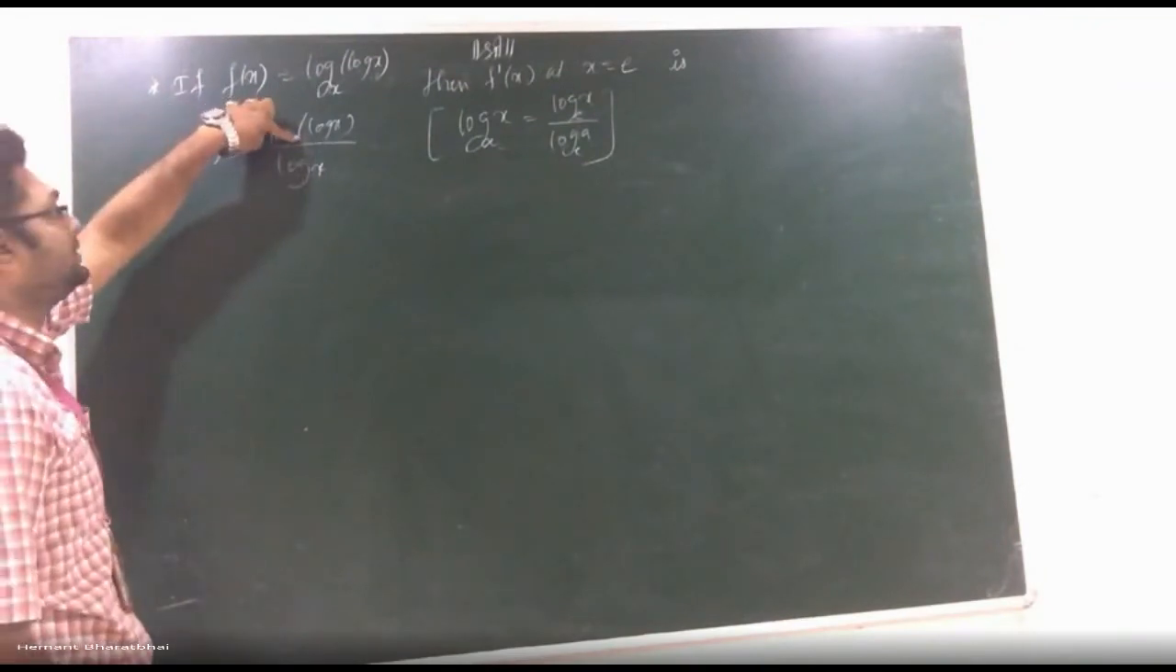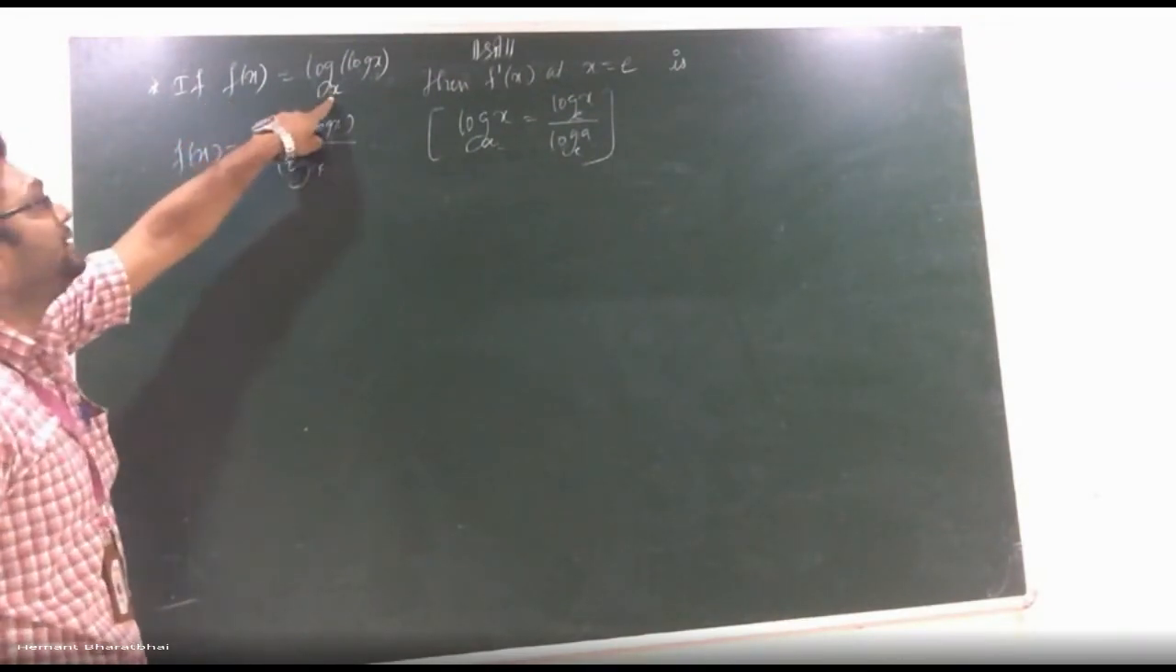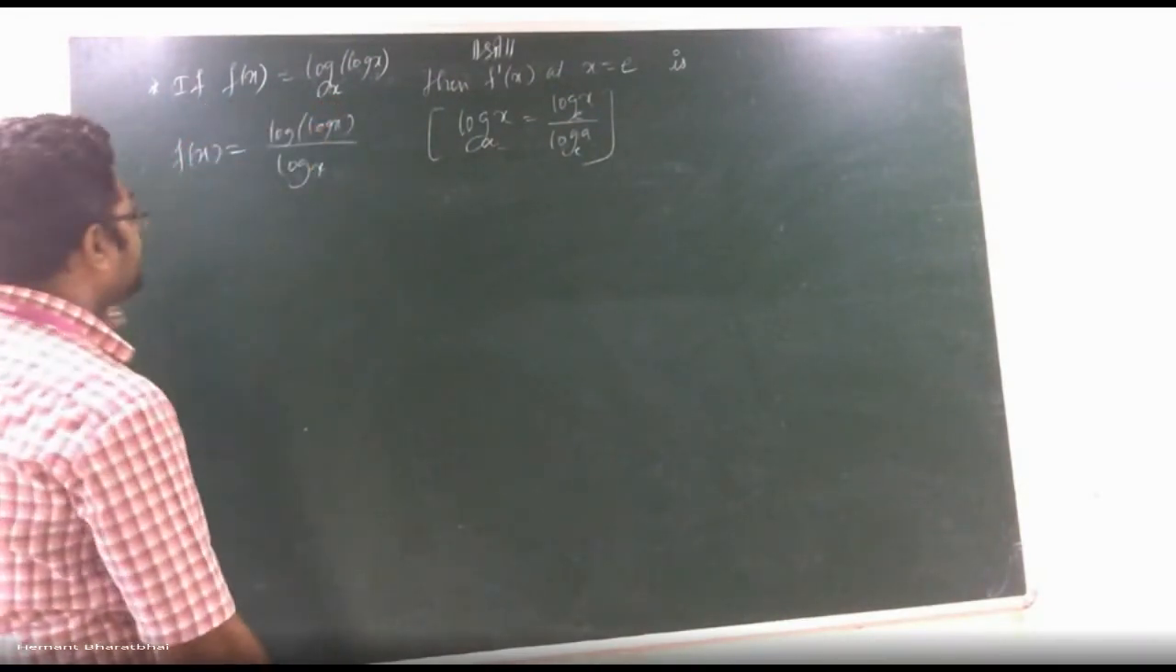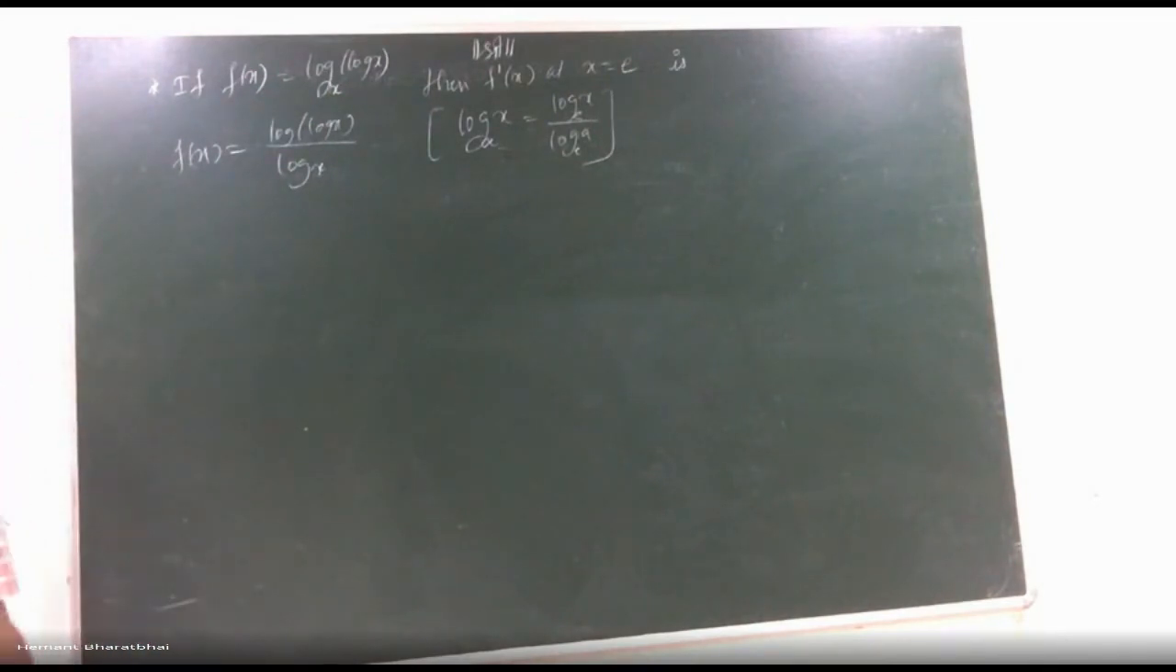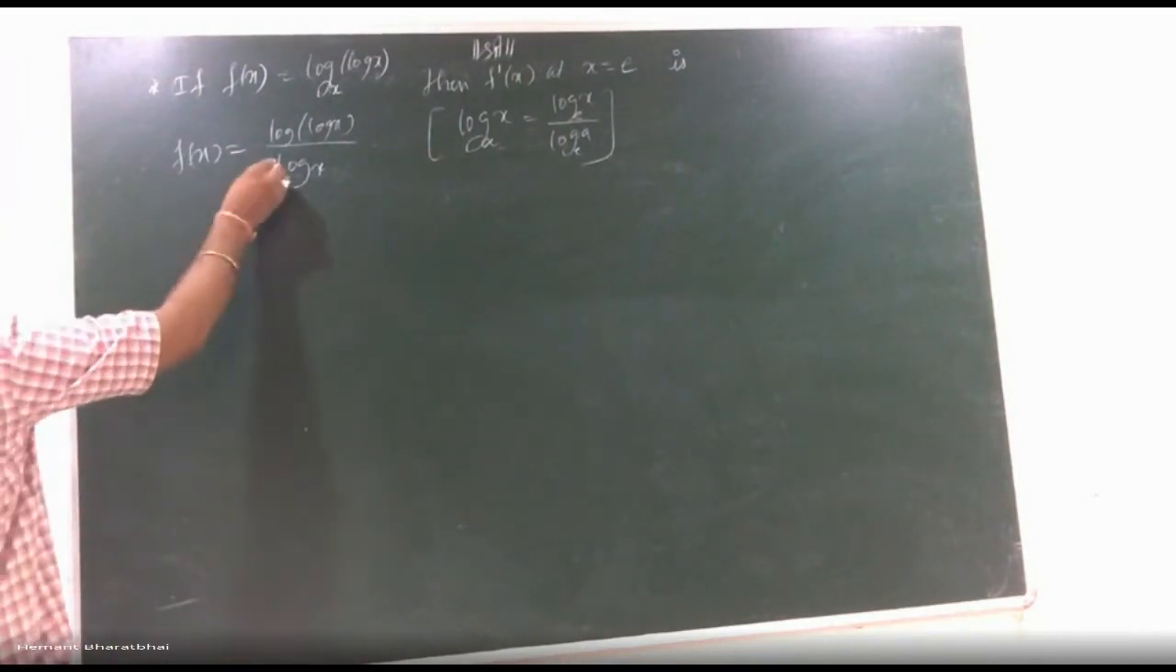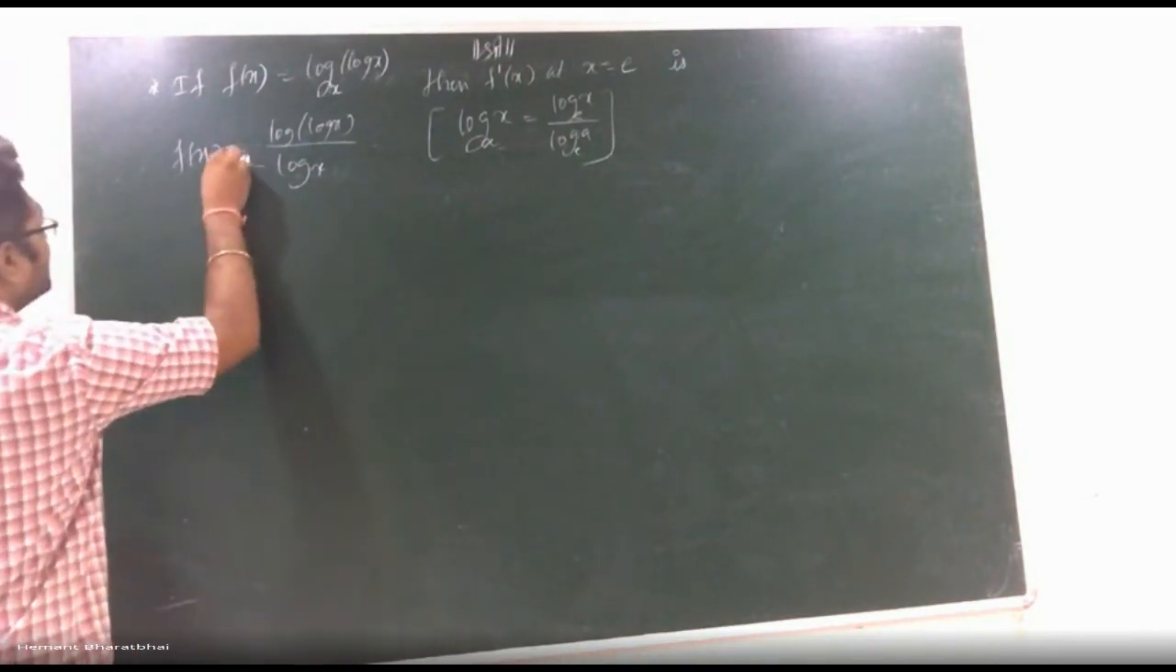So log of x to the base b, because here I had base as x. So now I want to find out the derivative, f dash of x. So I can go with the u by v theorem, or I don't like u by v, so I'll take this term over here.